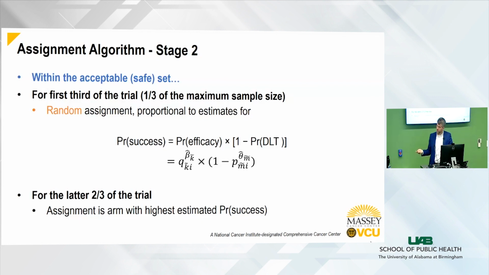Again, this is not the only function that could be used for this sort of trade-off. There's many that could be used. So we randomize patients proportional to their estimates for the probability of success. And then for the latter part of the trial, I assign to the one with the highest estimated probability of success.